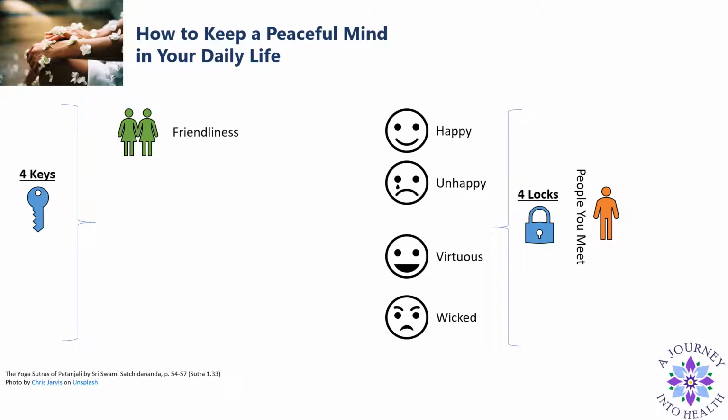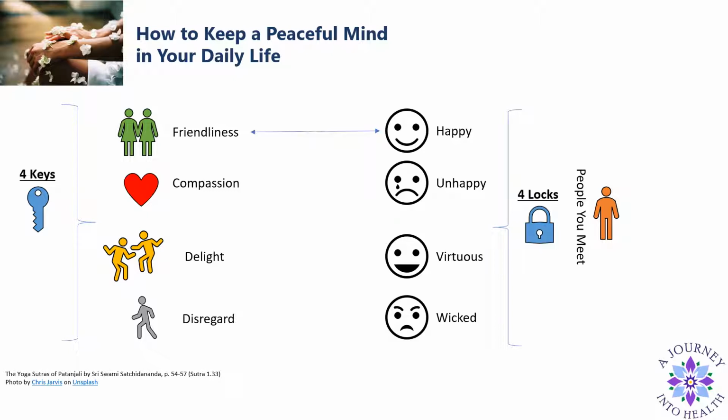So the 4 keys are friendliness, compassion, delight, and disregard. So perhaps you can see that it would be very useful that if a person is happy, if that's the lock that they present with currently, that you use the friendliness key. You befriend them. You be around them, because that's really good for both of you. If the person is manifesting as unhappy, then the key that you use is compassion.